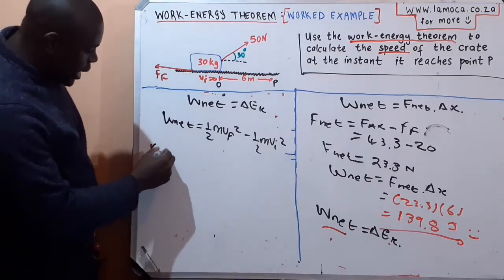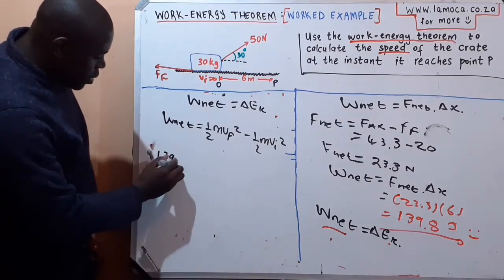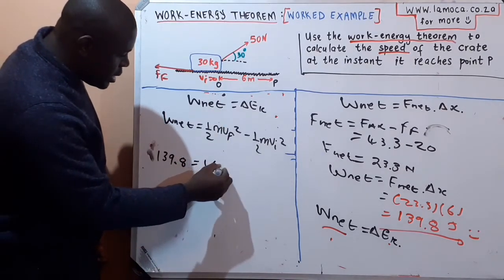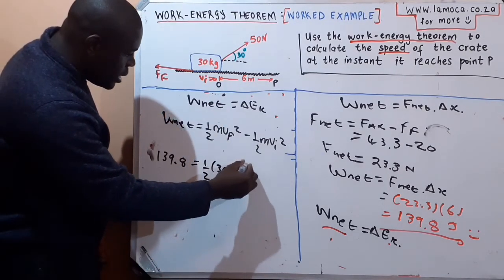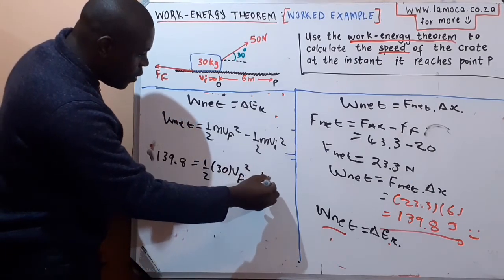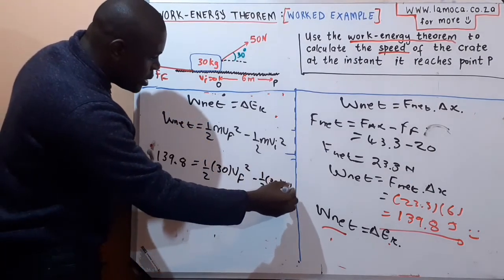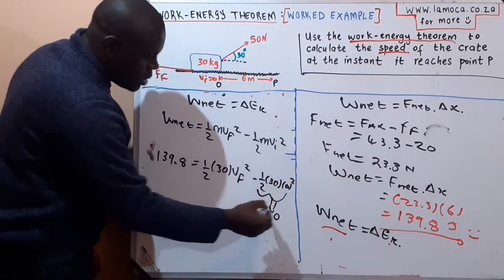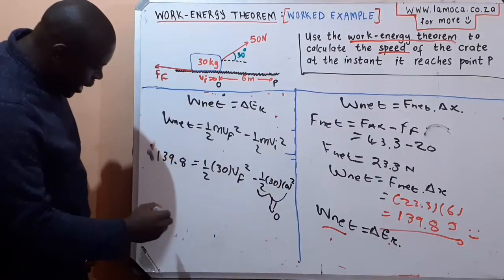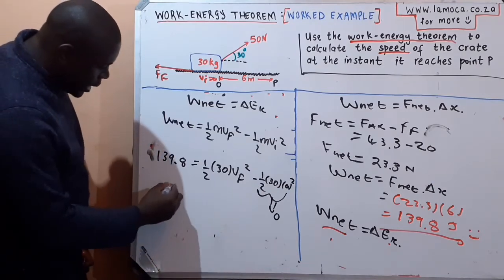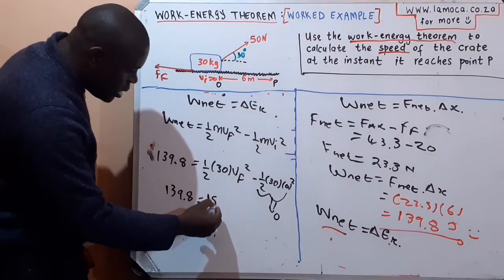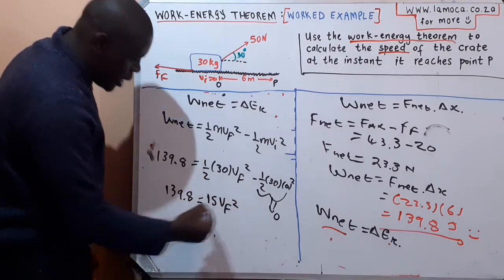Substituting, we'll have 139.8 is equal to half, the mass of the object is 30, times Vf squared, minus half of 30 times 0 squared. Now this one is very easy because anything times 0 becomes a 0. So that part there is dead. You are left with 139.8 is equal to half of 30, which is 15, times Vf squared.